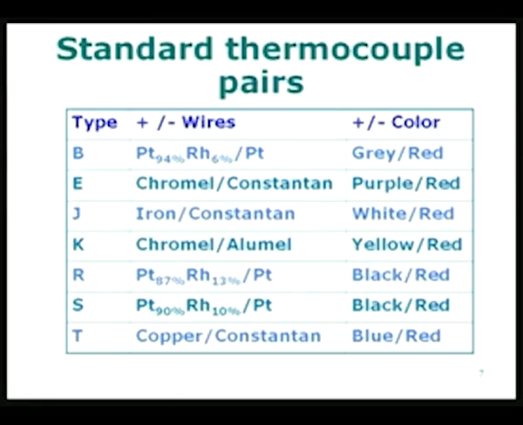And now I will use the symbols. E type, for example, immediately you should know that it is chromel constantan and so on. So the R type and the S type both use platinum rhodium of different compositions, 90-10 or 87-13, versus platinum, and both of them use black as the color code for the positive element, red for the negative element. And the T type thermocouple is also very common, especially if you are interested in temperature range below 400 degrees Celsius. It is very commonly used in practice.